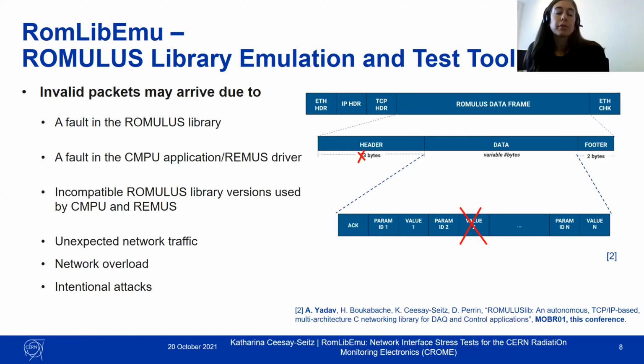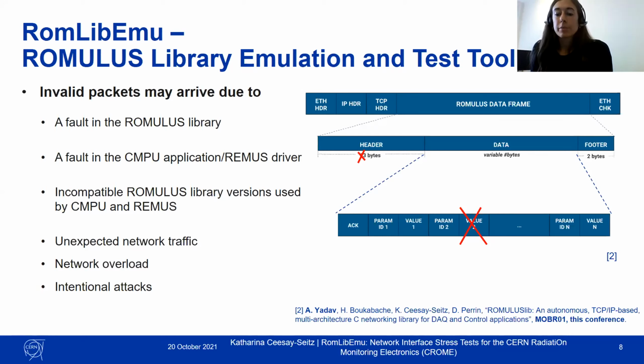Invalid packets could arrive due to a fault in any of the software components. As we know, any software can always be faulty. So there could be a bug in the Romulus library or in the application or Remus driver that use the library that would cause an invalid packet to be sent, or maybe a version mismatch in the libraries, or also unexpected network traffic due to some network level misconfiguration could reach the device.